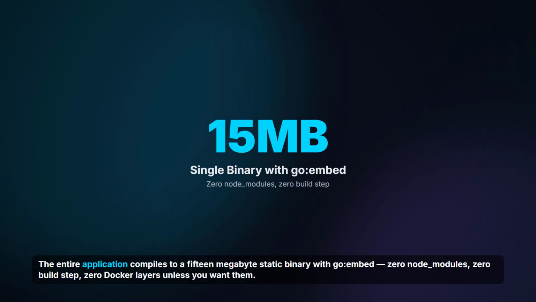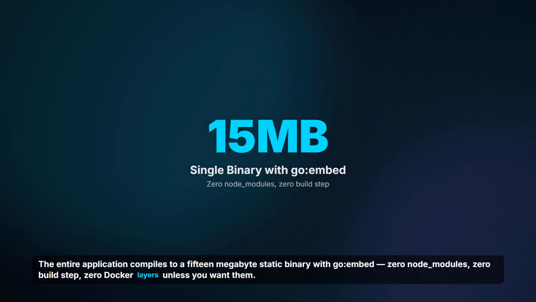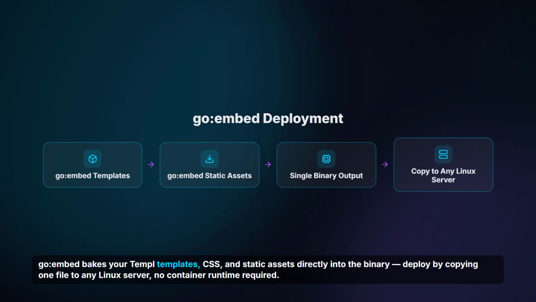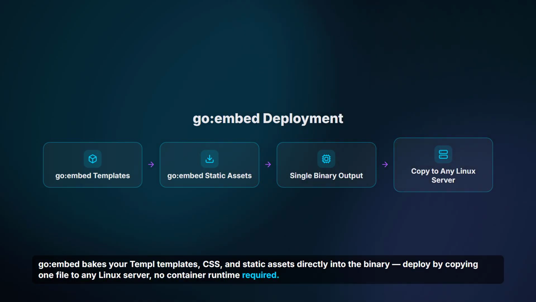The entire application compiles to a 15 megabyte static binary with Go embed, zero node modules, zero build step, zero Docker layers unless you want them. Go embed bakes your Templ templates, CSS, and static assets directly into the binary. Deploy by copying one file to any Linux server, no container runtime required.